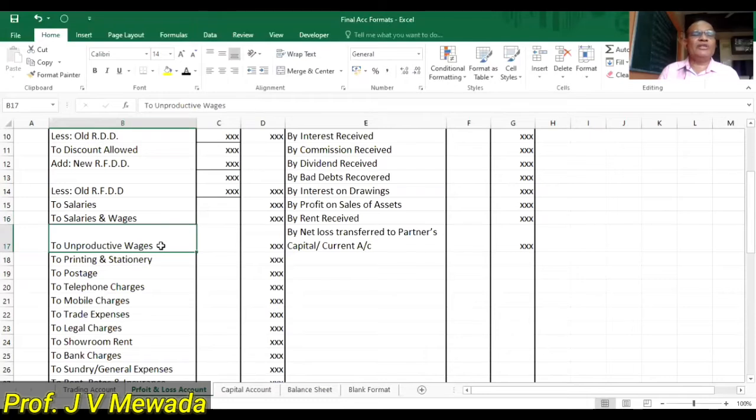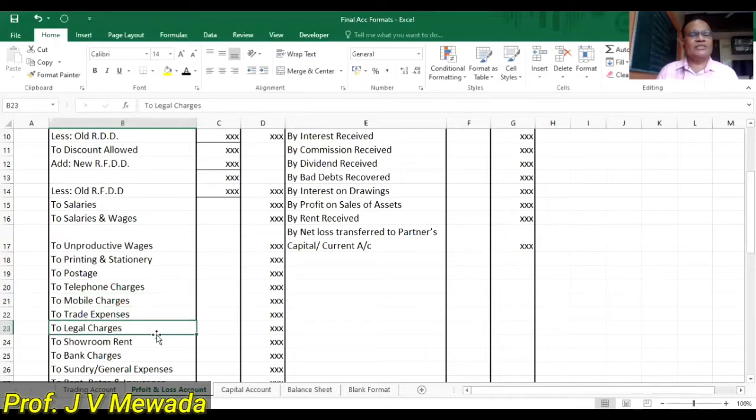Then we have unproductive wages. So whenever we are given the word unproductive, then it is to be transferred to profit and loss account. Then we have some normal items like printing and stationery. These are all office and administrative expenses. Printing and stationery, postage, telephone charges, mobile charges. Trade expense is also related to office and administrative expense.